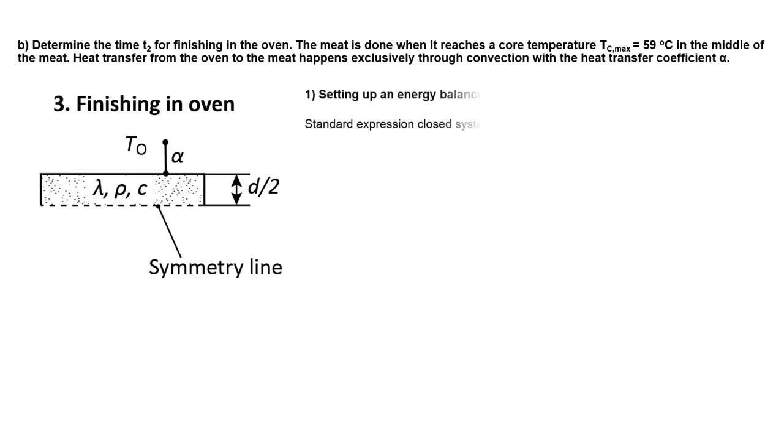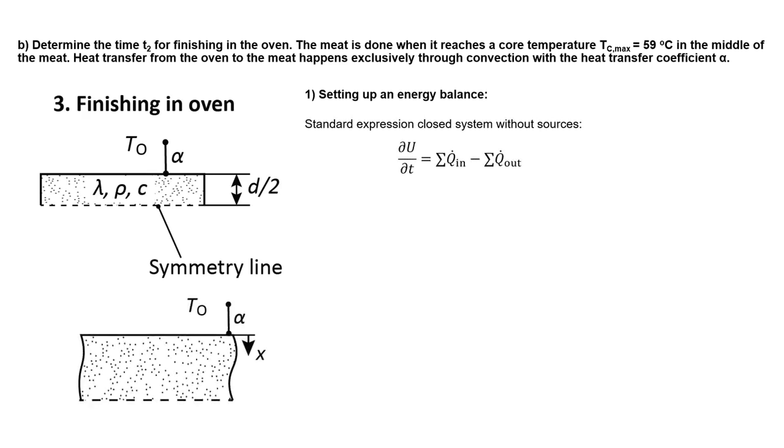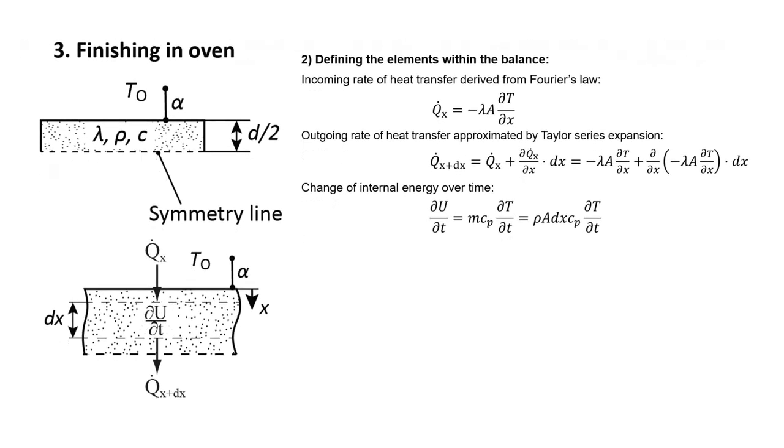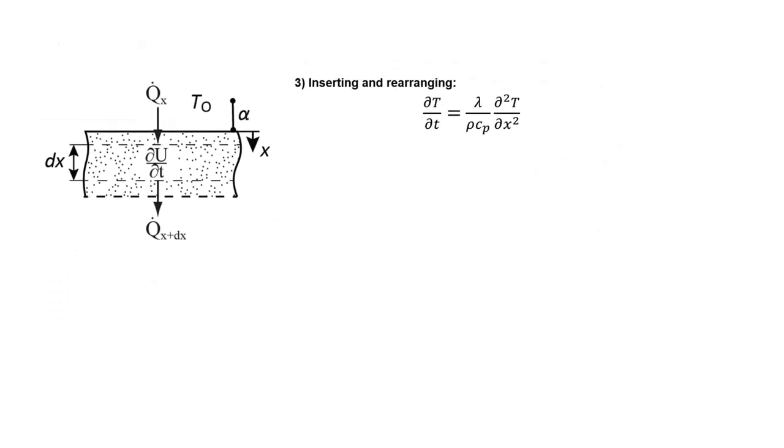To find this time t, we need to know how the temperature profile will look like over the course of time. To find this, we have to solve the governing energy equation again, but the first three steps are exactly the same as for task 1, so we quickly skip these. As you can see, the balance is the same and also the definition of these terms, which yields the same differential equation as for task 1.